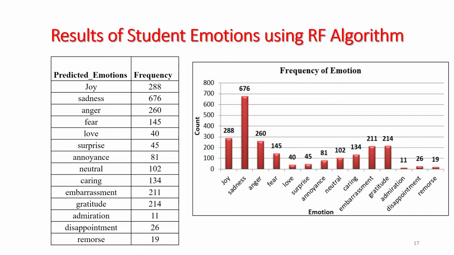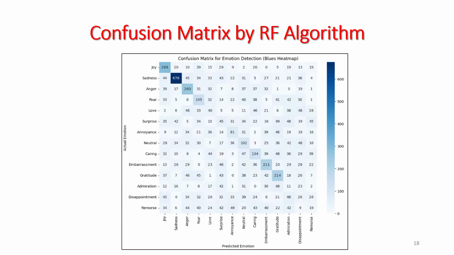This is the result of the random forest algorithm. Next. This is the confusion matrix for the random forest algorithm. You can easily identify the impact given by the algorithm. Next.